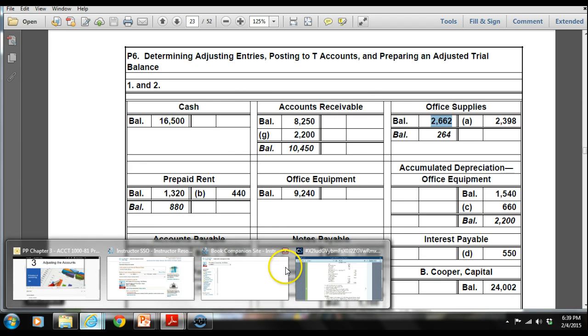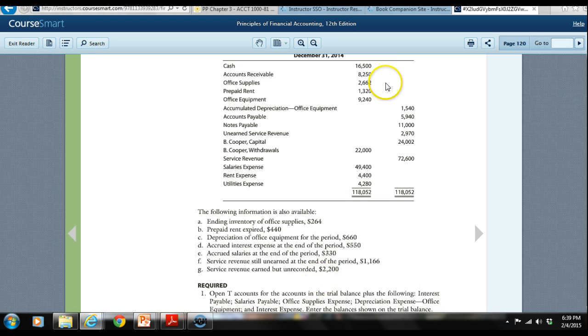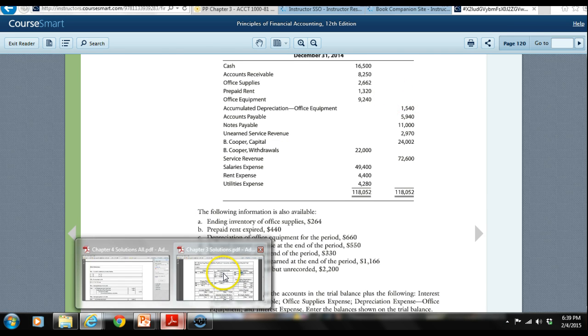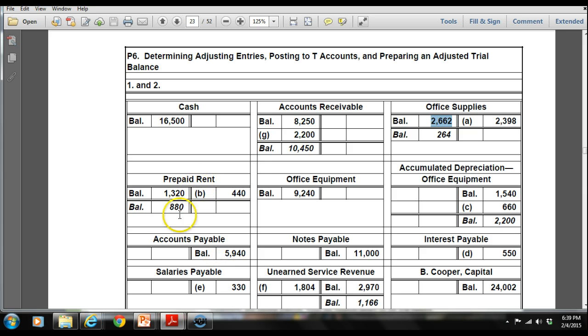Next, this contra account that goes along with our office equipment is called accumulated depreciation office equipment, and it has a credit balance of $1,540. So as you see here, right after our office equipment, we are going to create a T account that says accumulated depreciation office equipment, and we're going to show that balance of $1,540.